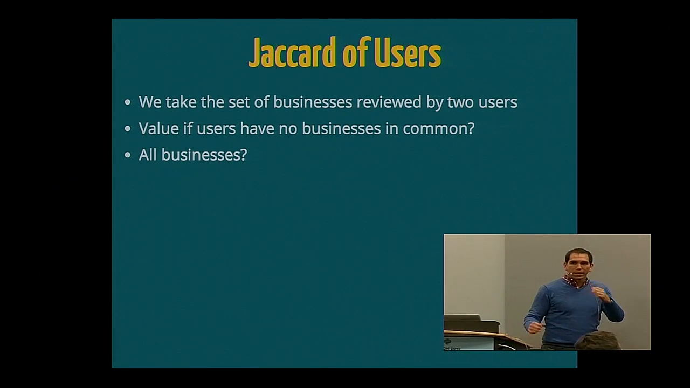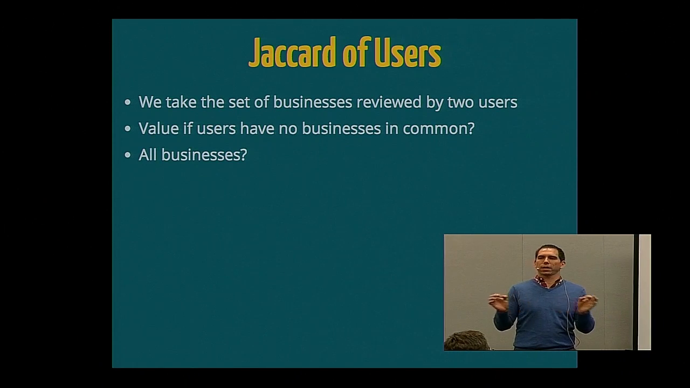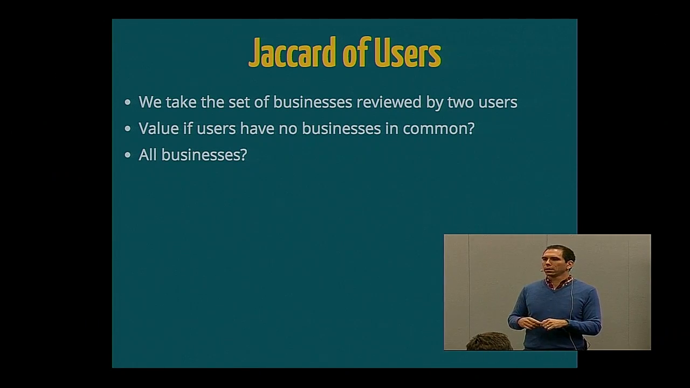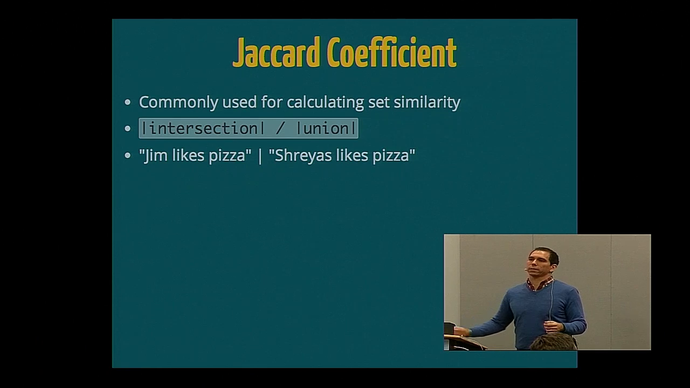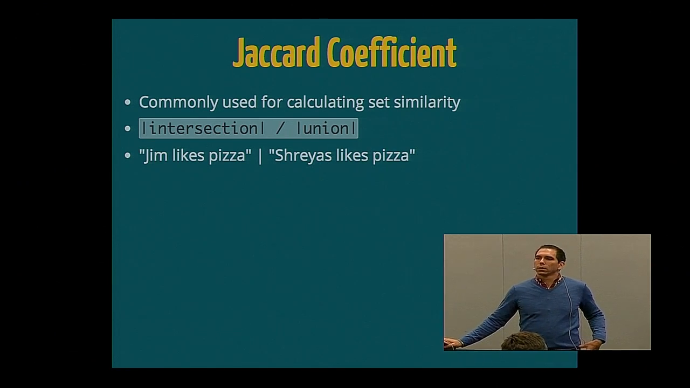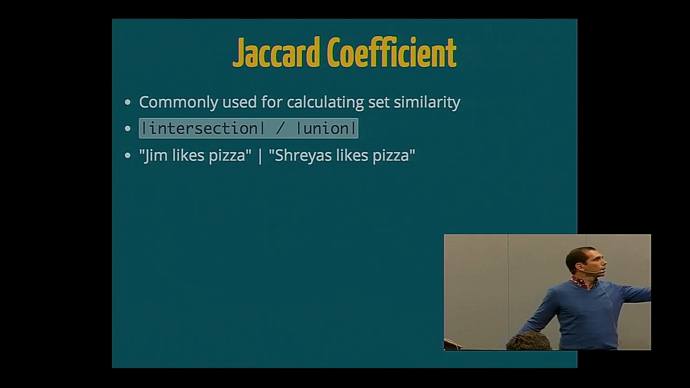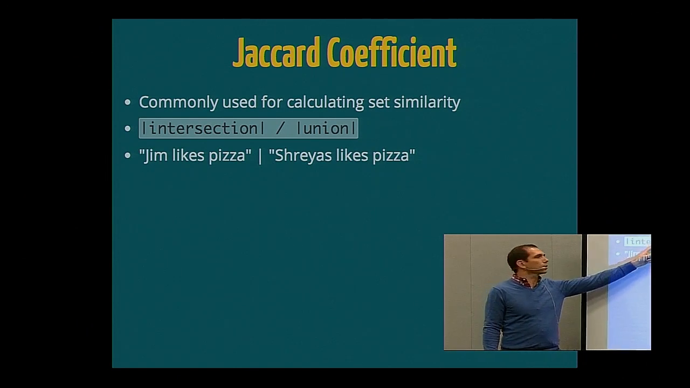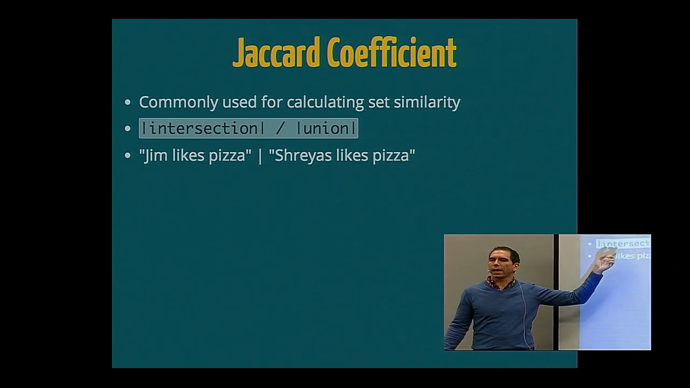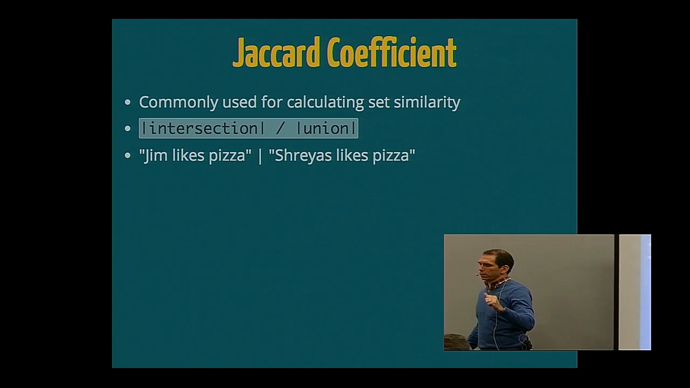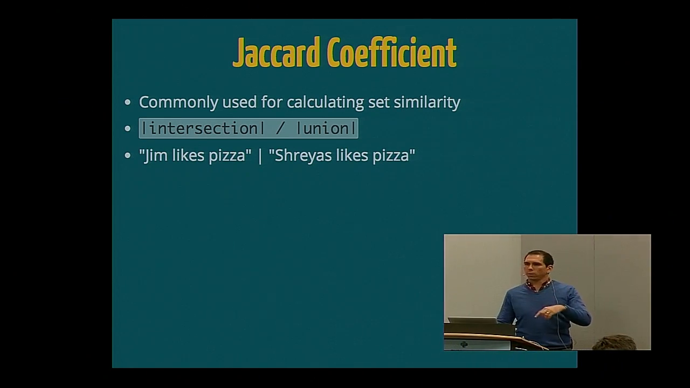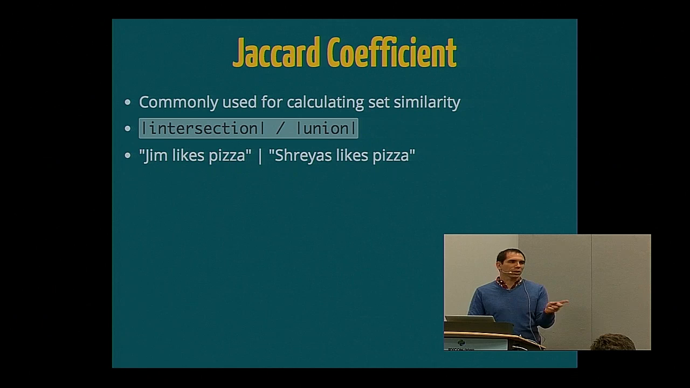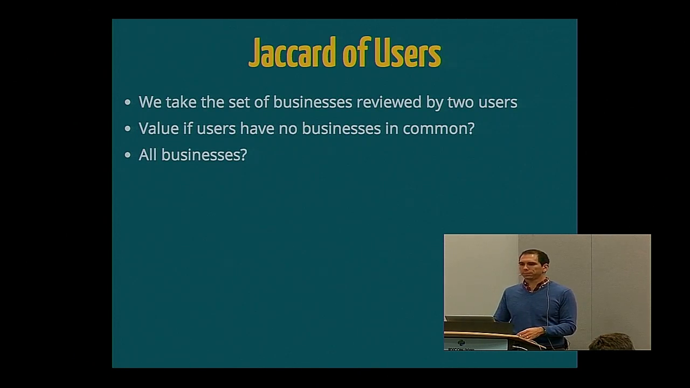So how about if they reviewed the exact same set of businesses? Correct, 1, exactly, right? Because the sets will be the same, and so the intersection will be the same size as the union. So we're going to have a range from 0 to 1 here, which is often something you want out of your measurements.